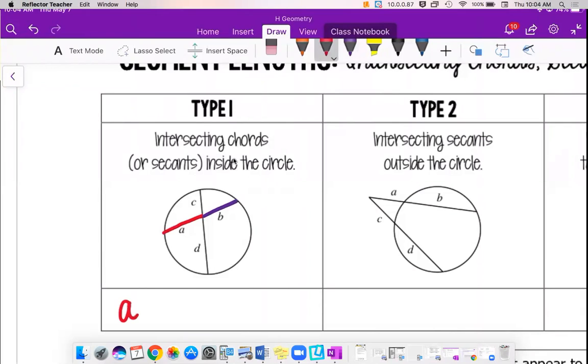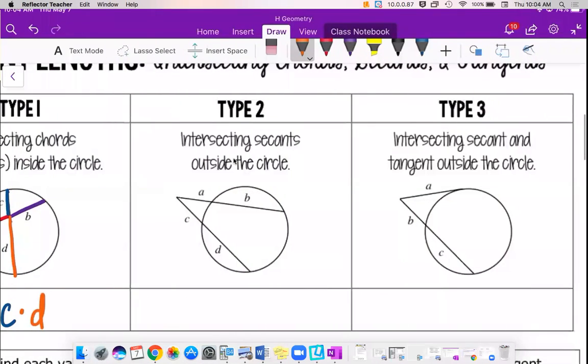So A times B, and that is going to be equal to C times D. So the segments that are connected are going to be matched up together. And then that's just your formula. A times B equals C times D. And then you guys can just manipulate and solve for whatever you are needing to solve for.